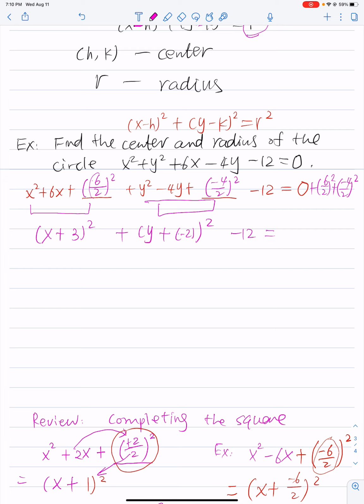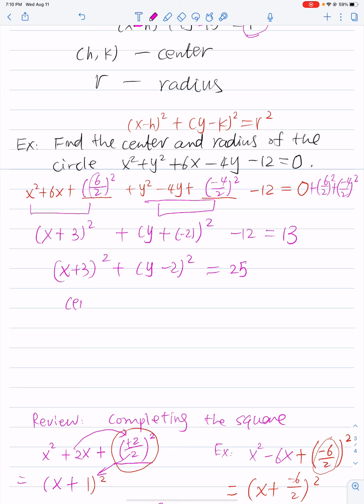Here 9 plus 4 is 13. So what do we have? x plus 3 squared plus y minus 2 squared. And you should move the 12 to the other side. It will be 25.